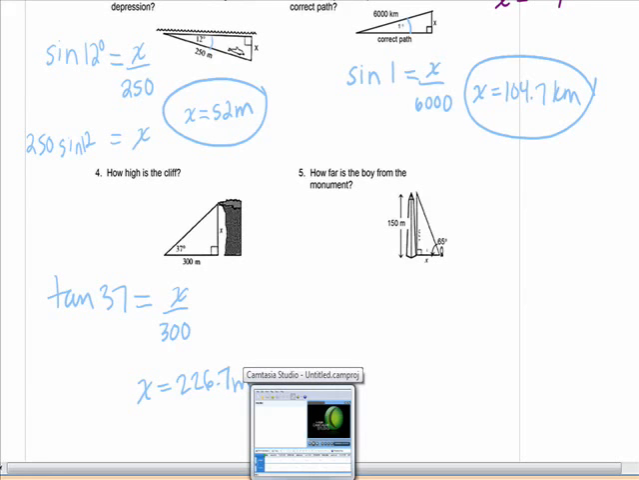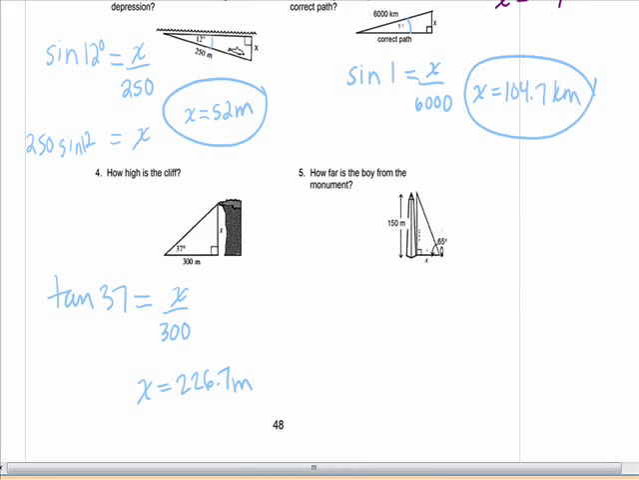How far is the boy from the monument? So he is looking up to the top of the monument at an angle of 65 degrees. And that's an angle of elevation. Good. So we could say that the tangent of 65 equals opposite over adjacent. Here's one where you have to remember the trick, or just cross multiply and divide. And you get that x is the same as 150 divided by tan 65.